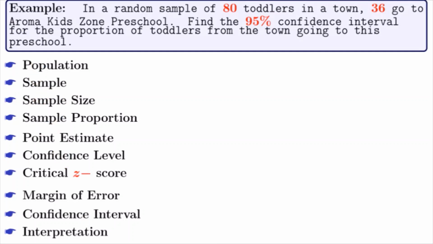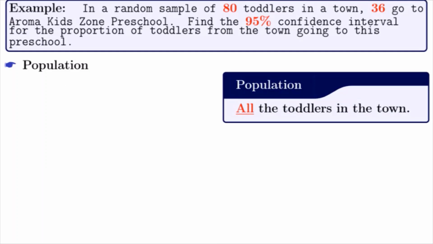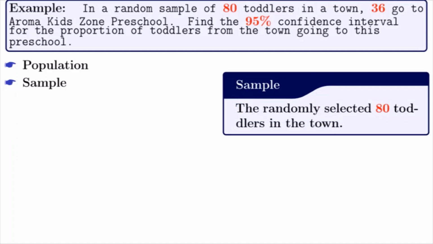First, let's identify what population and sample are. In general, population includes everyone from which we draw a sample. So in this case, the population of interest is each and every toddler in the town, and a sample is a smaller group taken from the population that we survey. So in this case, the sample is the randomly selected toddlers. That is, the randomly selected 80 toddlers.